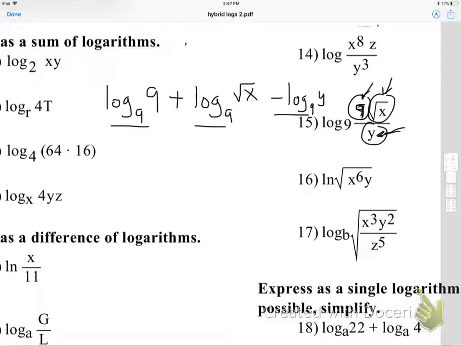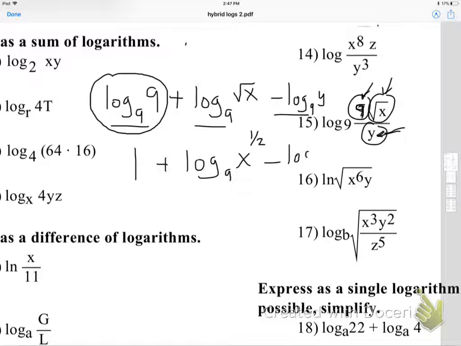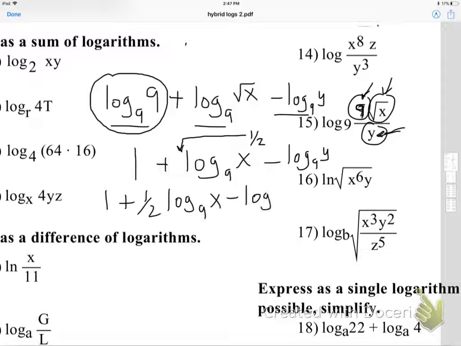Right, here we go. This log to base 9 of 9 is 1, because 9 to the power 1 is 9. Now watch this. This is what you have to do when you see these radicals. Change it. Remember, the square root of x is x exponent a half. That will eventually come to the front. And then nothing to do here, just log base 9 of y, okay? This is going to come to the front, so the final answer is 1 plus a half log to base 9 of x minus log to base 9 of y, okay?